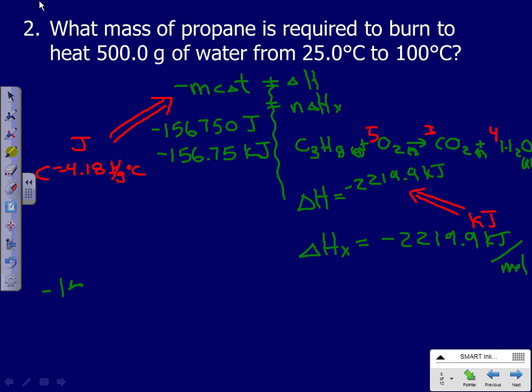Then I have negative 156.75 kilojoules, and I need to get to moles, and that's kilojoules per mole. There's no reason why I can't do that. Or you can use the equation. Two ways of doing all this stuff. Negative 2219.9 kilojoules per 1 mole of our propane gets rid of the kilojoules. That'll give you moles. How do I turn moles into mass? Molar mass, that was great. You guys are awesome.